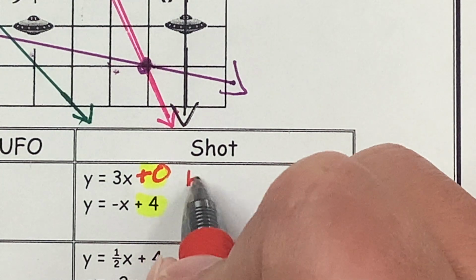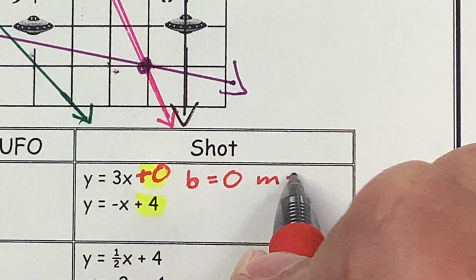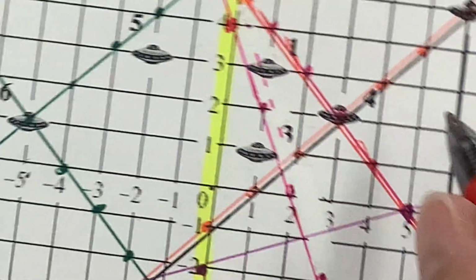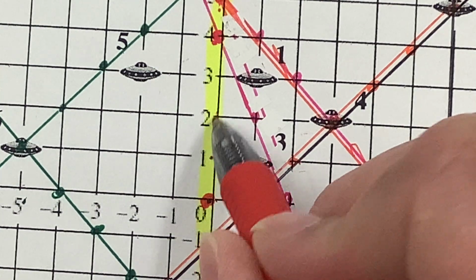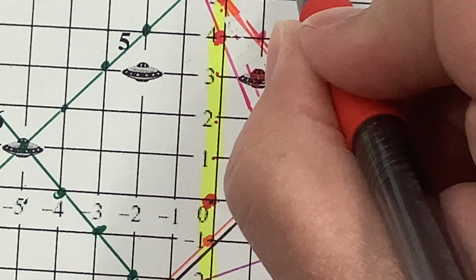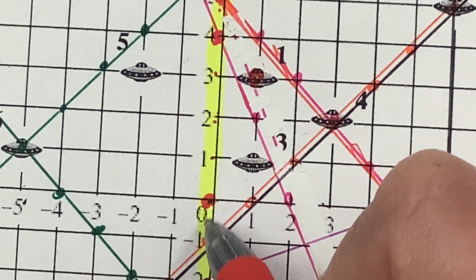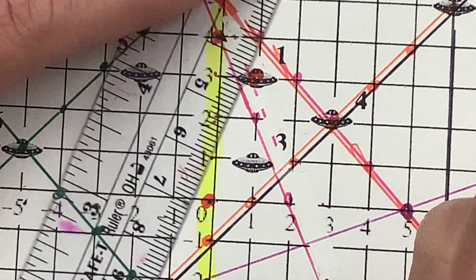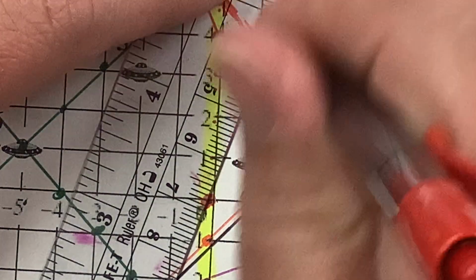So I'm going to begin at the back at the b equals 0. My m is going to be rise 3, run 1. So starting from 0, rise 1, 2, 3, run 1. Rise 3, run 1. And you can go in the opposite direction, drop 3, left 1. I don't want to make any messier mess than I already have here, so let's do this.